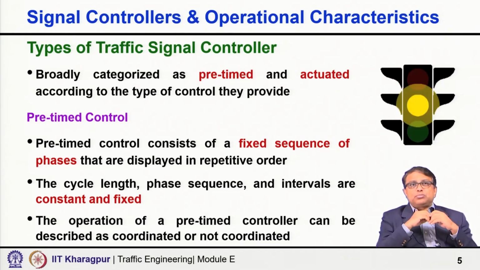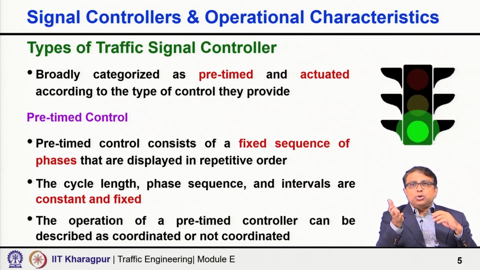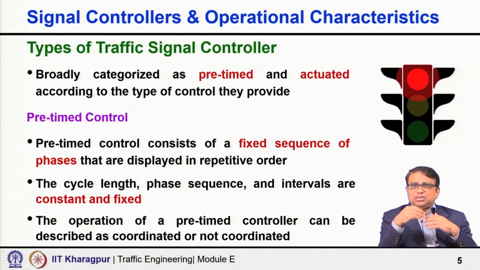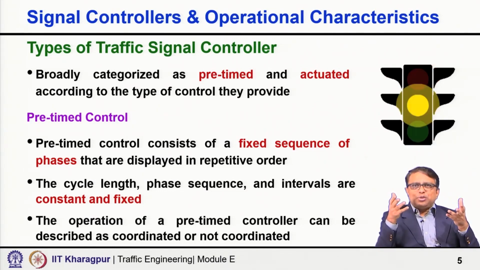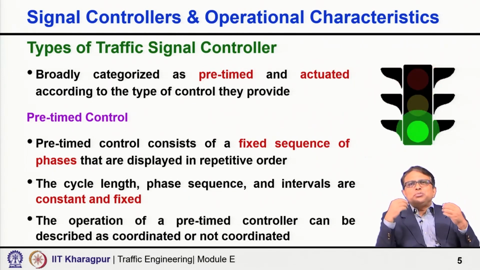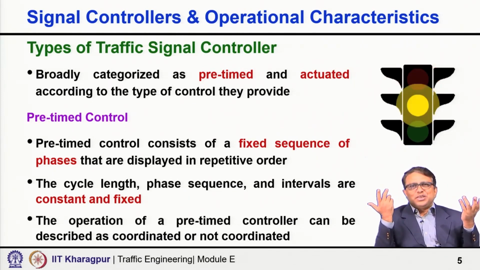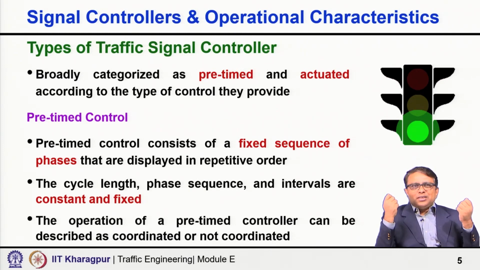So, pre-timed control could be with coordination if there are such closely spaced signals and you want to operate in a coordinated manner, or it could be non-coordinated. That means, simply as an isolated intersection it is operating.